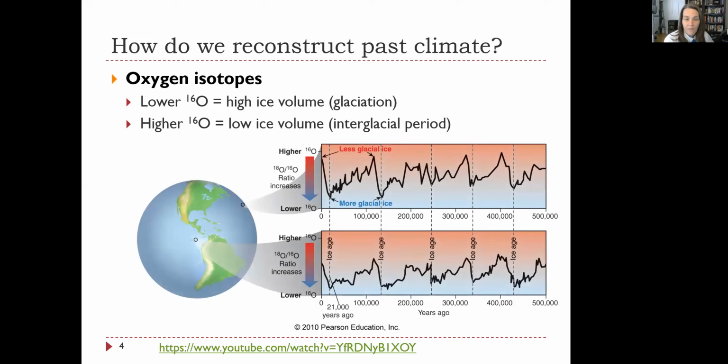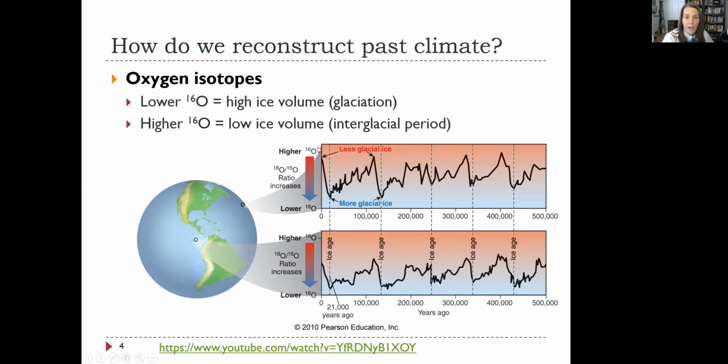But you'll often see figures that look something like this. These are figures that are reproducing the oxygen isotope history over time. In this case, the most recent time, at 0, is on the left, and we're going back 500,000 years at the other end of the diagram. Oxygen 16 is higher at the top, lower at the bottom. Another way of looking at that would be the ratio of oxygen 18 to oxygen 16.